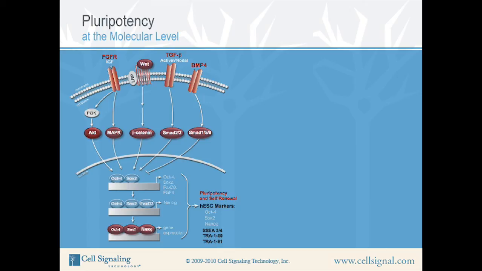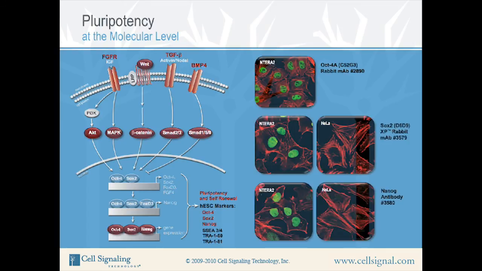Confocal immunofluorescent analysis showing expression and nuclear localization of the transcription factors OCT4, SOX2, and NANOG in NTera2 cells. OCT4, SOX2, and NANOG antibodies have been labeled green. Actin filaments have been labeled red with DY554 phalloidin. NTera2 is a human embryonic carcinoma cell line that expresses the same markers as ESCs. Note the presence of green signal in these cells. HeLa cells are a non-pluripotent epithelial cell line used as a negative control and do not express these stem cell markers.